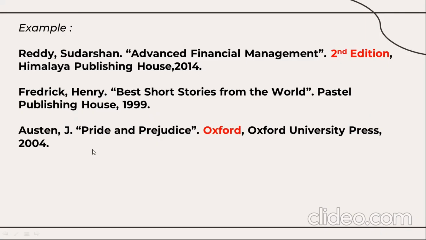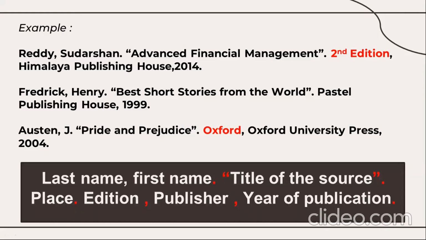Now we have one more book. Here sometimes they also mention the place of publication. So J Austin, so Austin, comma, J, so Austin is the last name, J is the first name, Austin, comma, J, full stop, Pride and Prejudice, in the inverted comma. Oxford is the place, comma, Oxford University Press, the publisher, comma, 2004. So this is the example if you are giving a reference of any of the books. Now we have few more examples. Which format are we following here? This is quite a common format.